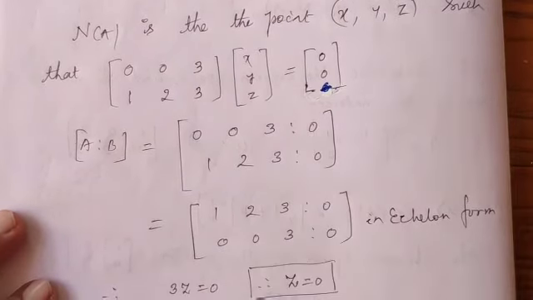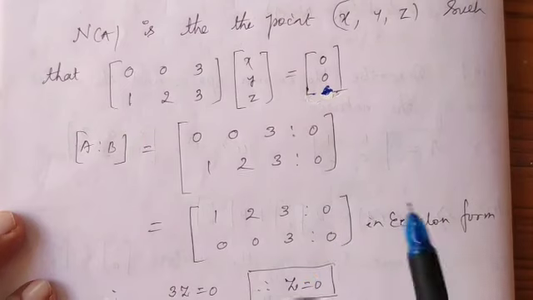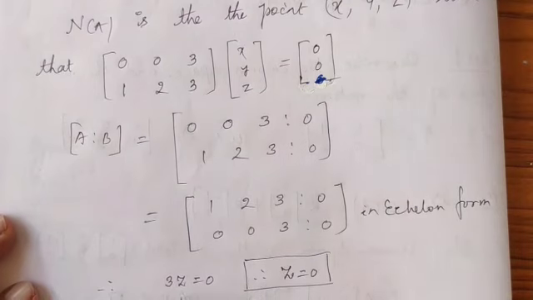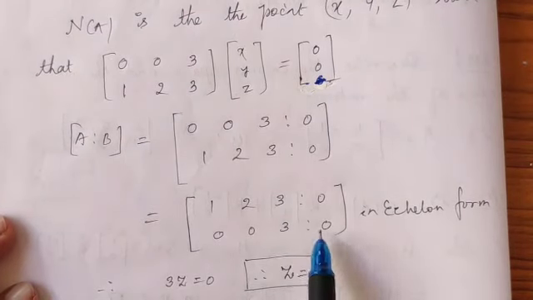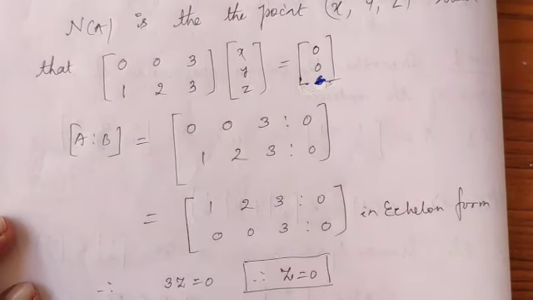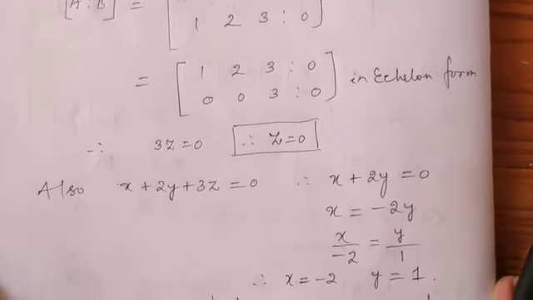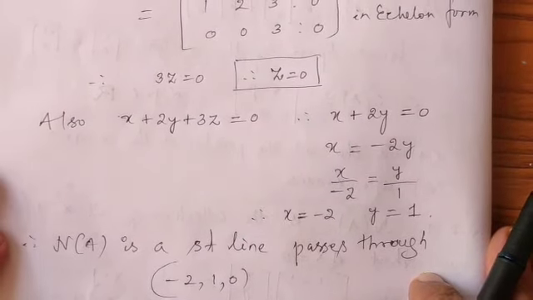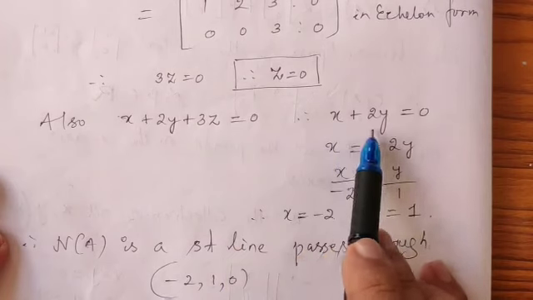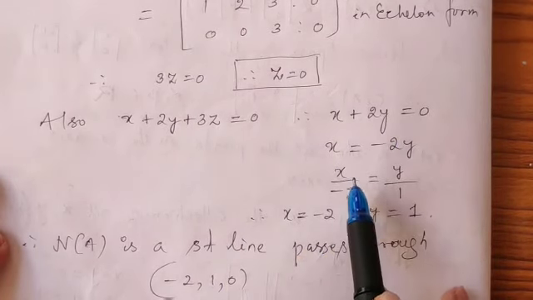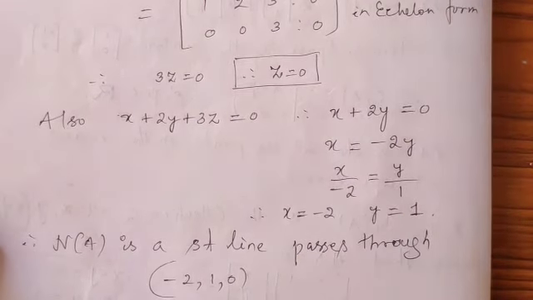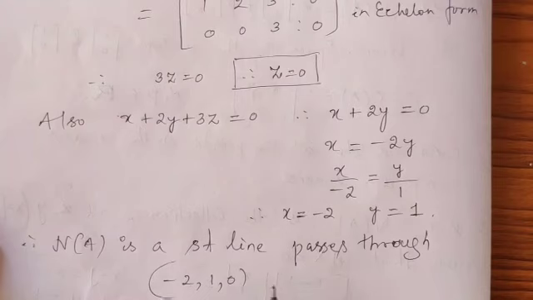Now you can interchange rows to reduce it to echelon form. From this echelon form the value of z will be 0, because 3 times z equal to 0 gives z equal to 0. From the other equation we have x plus 2y plus 3z equal to 0. Put z equal to 0 and you will find x plus 2y equal to 0. If you simplify, you will find the proportional values of x and y, that is, minus 2 and 1. That means N of A is a straight line which passes through the point (-2, 1, 0).